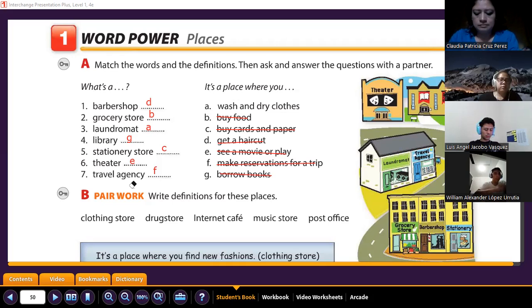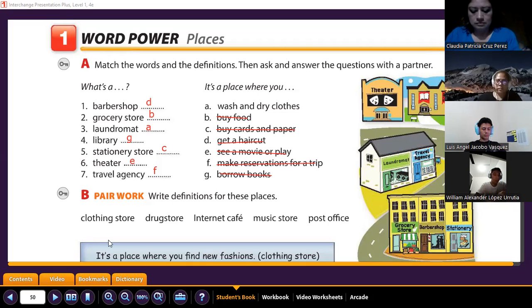Seven, okay. What's a travel agency? Make reservation for a trip. It's a place where you make reservation for a trip. Excellent. Also, very good. Now, here we have some places, right?